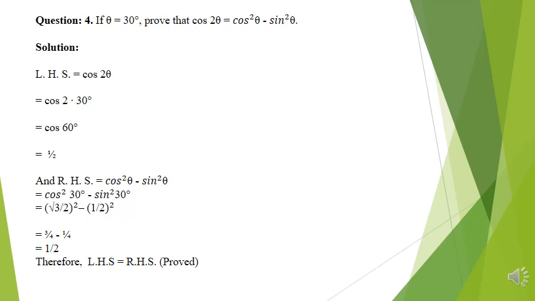After that, our right hand side is cos square theta minus sin square theta. Instead of theta again, we put 30 degree. So cos 30 is root 3 by 2, and cos square 30 degree is root 3 by 2 whole square. Similarly, sin square 30 is 1 by 2 whole square. After that, we get 3 by 4 minus 1 by 4, that is 1 by 2. So hence we again prove that the left hand side is equal to the right hand side.